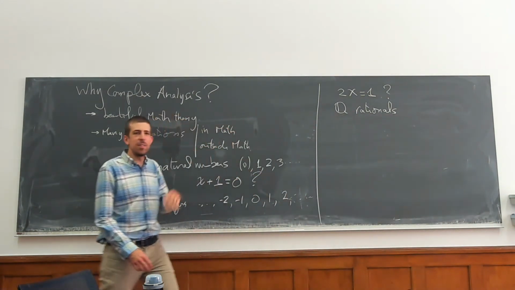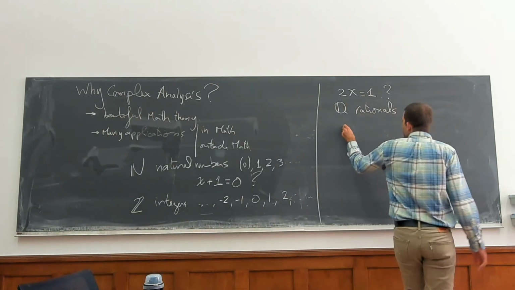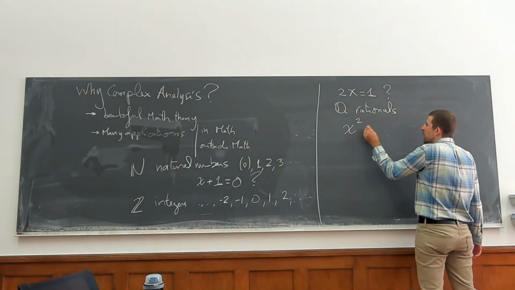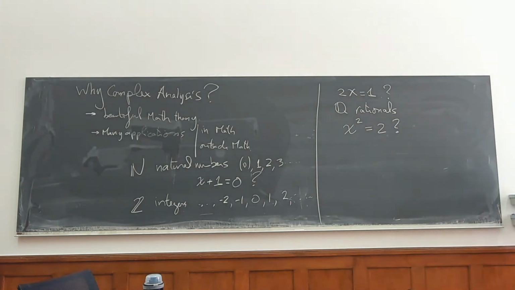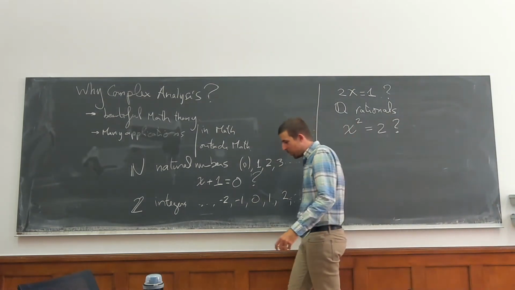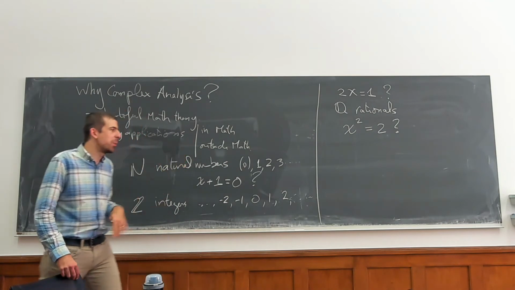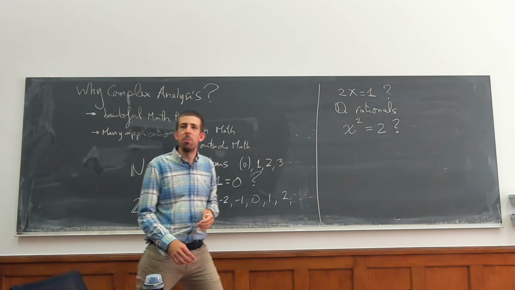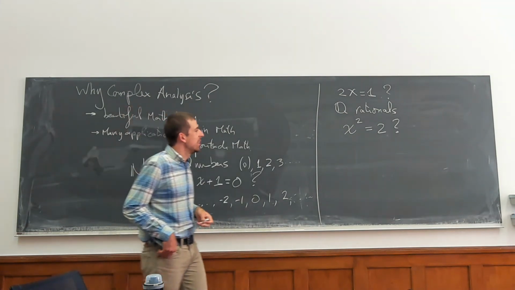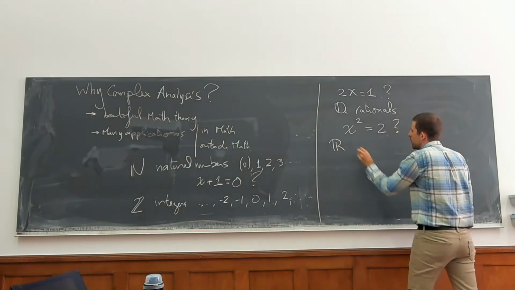Okay, but still, this is not quite enough, there are equations that you cannot solve here. For example, what if I want to solve x squared equals 2? How do I solve this? Well, this doesn't have a solution over the rationals. Although this goes back to ancient Greece. It's not trivial to prove, but probably you've seen this proof before. And so for this, you need to go into the real numbers.